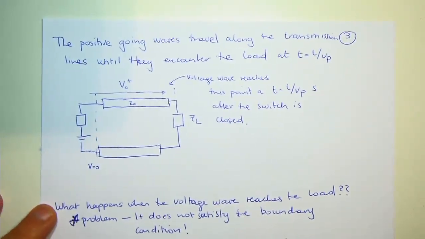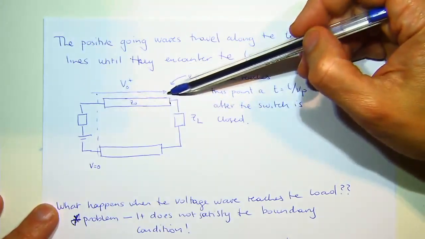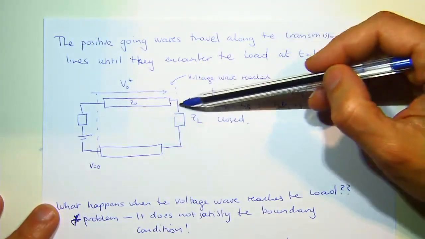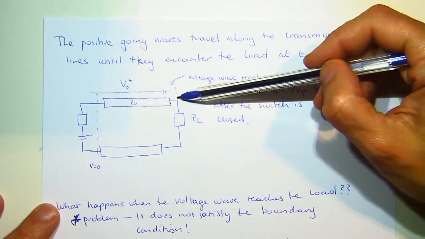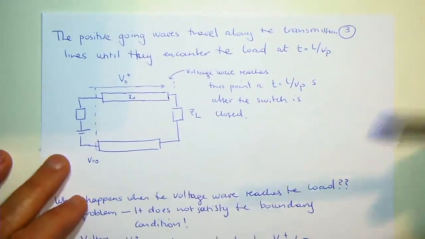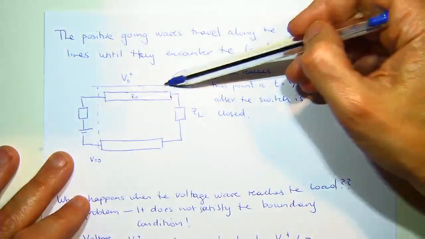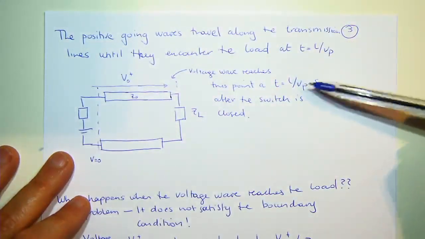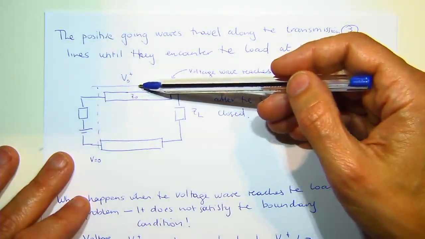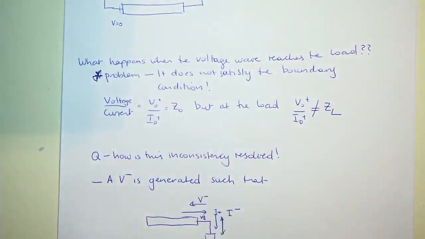All right. So we've got the transmission line here. The voltage wave is travelling along this transmission line until it actually hits this load. We say that it's going to hit this load after some time t, which is the length of the transmission line divided by the velocity of electromagnetic waves in this transmission line. So let's look at what happens at this load.